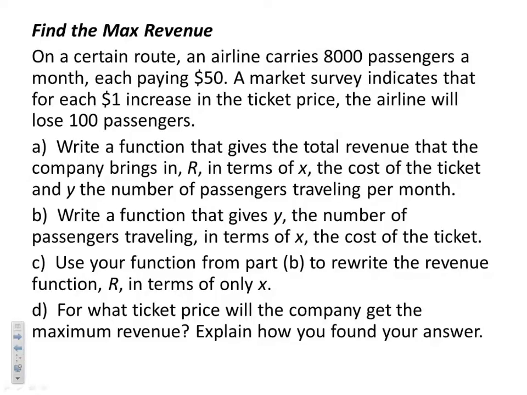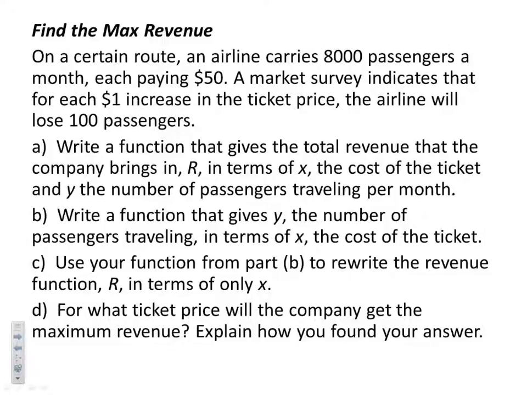Next, I want you to find the max revenue. On a certain route, an airline carries 8,000 passengers a month, each paying $50. A market survey indicates that for each $1 increase in ticket price, the airline will lose 100 passengers, all right? So I want you to write a function that gives the total revenue that the company brings in, R, in terms of X, the cost of the ticket, and Y, the number of passengers traveling per month. That's really simple, guys. You should be able to figure that one out very, very easily. It's easier than you think.